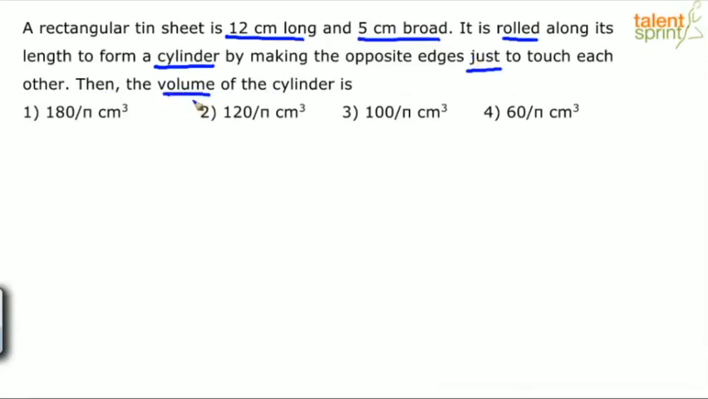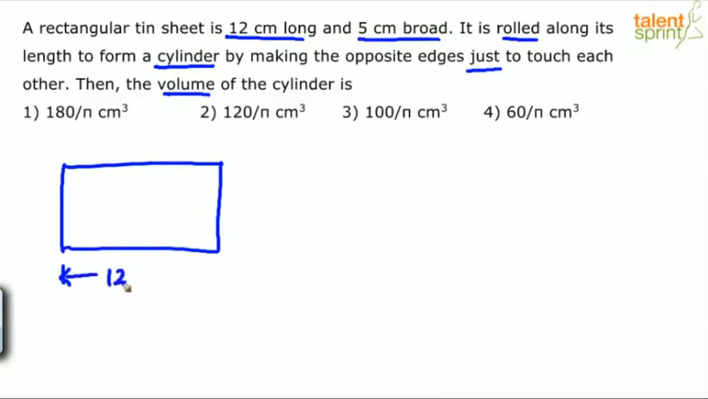So basically there is a rectangular sheet here, right? What are the rectangular sheet's dimensions here? 12 centimeter is the length and the breadth is 5, right? Now this rectangular sheet is rolled along its length. I hope you understand the point here. How is it rolled? To form a cylinder just by making the opposite edges touch each other. So basically it will be rolled along the length. See, the length is just 12 centimeters. So it is rolled along the length there just by making the opposite edges touch.